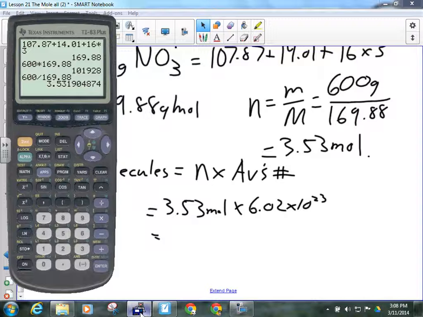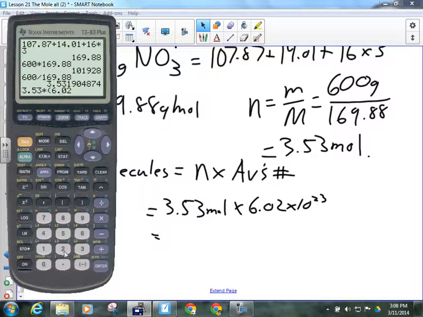So here's what we do. We go 3.53 times, and then we use the brackets. You have to always enclose Avogadro's number in brackets. If you don't, it multiplies it using order of operations and not the way you want it to, because your calculator always defaults to order of operations. So it does parentheses, then exponents, then multiplication and division, etc.